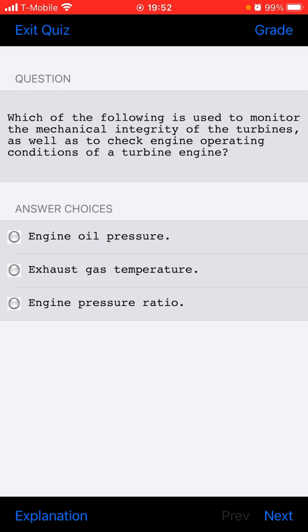When starting a turbine engine, a hot start is indicated if the exhaust gas temperature exceeds specified limits.